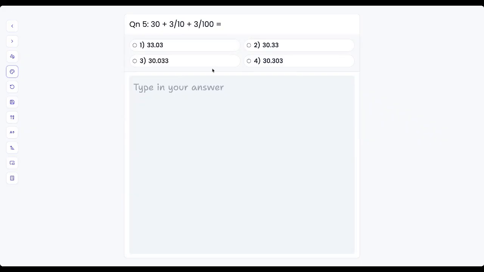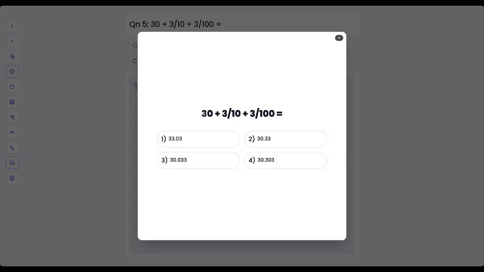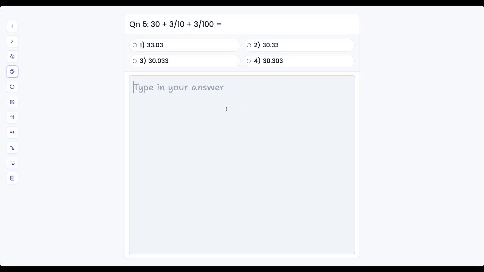Question number 5. What is 30 plus 3 out of 10 plus 3 out of 100? Let's break it down. 3 out of 10 is basically 3 divided by 10, which is equal to 0.3. If you remember, 1 out of 10 is the same as 1 divided by 10, which is 0.1. So 3 out of 10 is the same.